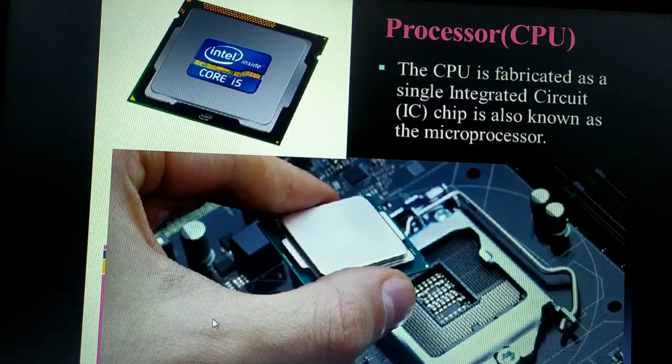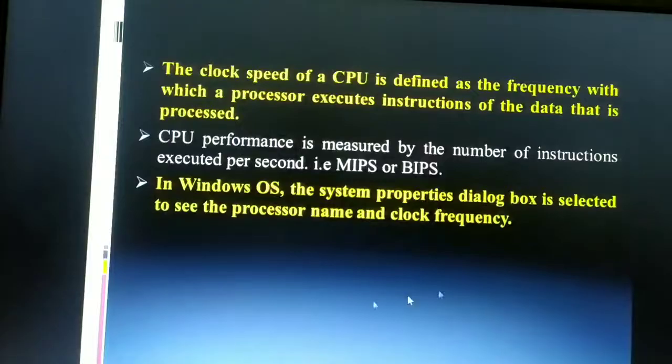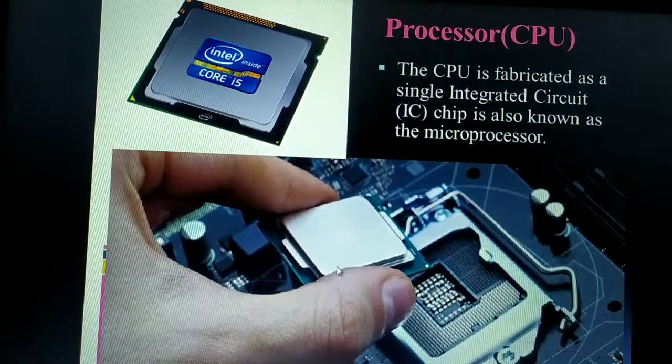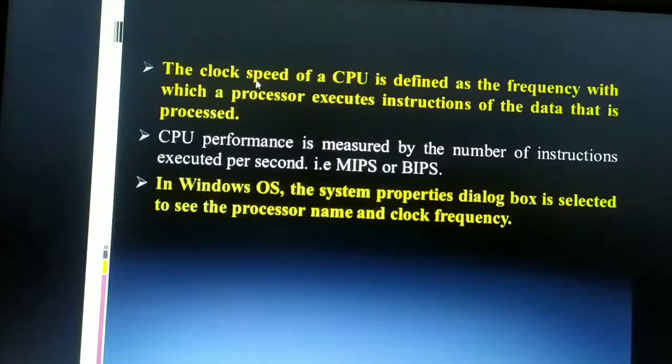We have the definition: the clock speed of a CPU is defined as the frequency with which a processor executes instructions or the data is processed. The performance of this CPU is based upon the clock speed. So internally on our motherboard we have a clock, and based upon that clock speed, it is defined as the frequency with which a processor executes the instructions on the data being processed.